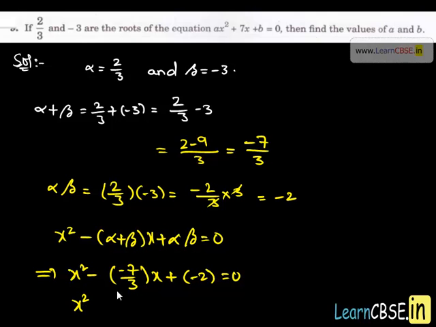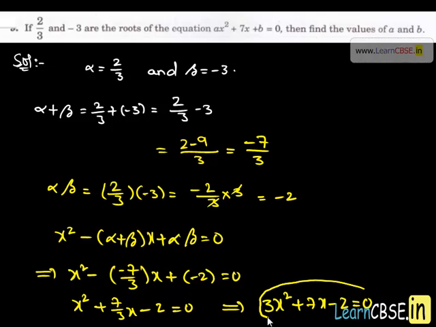On simplifying, we get x². The product of two negatives is positive, therefore 7/3 times x, and plus of -2 is -2, which is equal to 0. By multiplying both sides by 3, we get the equation as 3x² + 7x - 2 = 0.